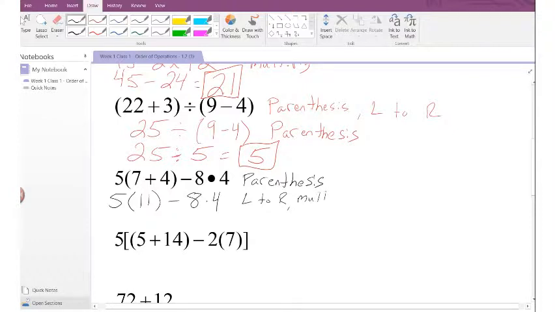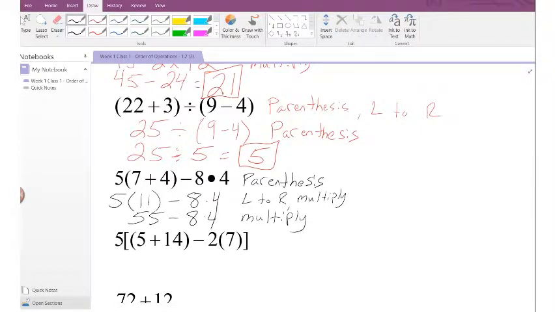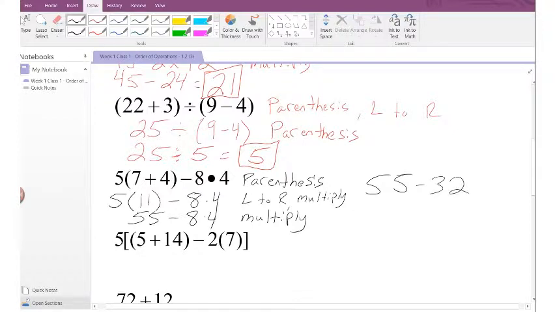All right, multiplication. Multiply. 5 multiplied by 11, what do we get? Minus 8 times 4. Then what do we take care of? All right, so I'm going to write multiply again. And then we end up with 55 minus 8 times 4. That's 32. 55 minus 32 is 23.